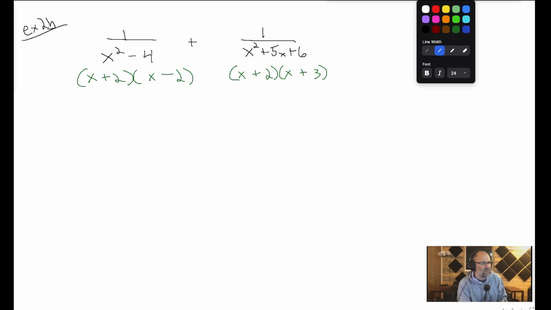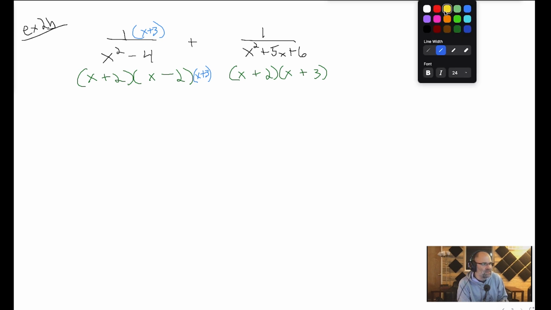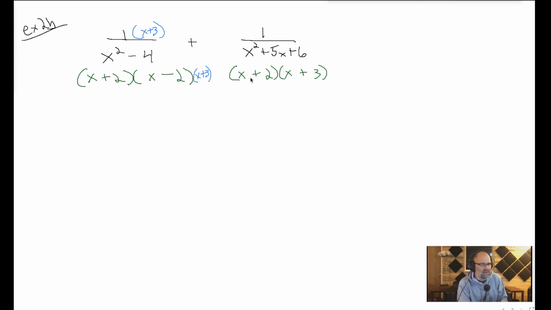Okay? Well, what does this one need to look like the left one, and what does the left one need to look like the right one? Well, this one looks like it has an x plus 3, so I need an x plus 3 on this one. And whatever you do to the bottom, do to the top. And this one looks like it needs an x minus 2, right? Whatever you do to the bottom, do to the top.